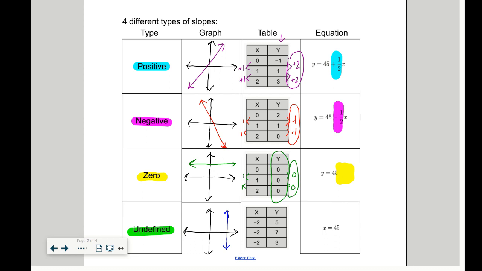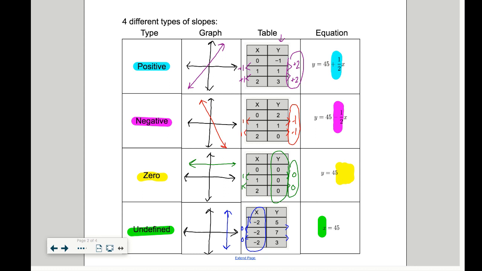It has no run. And looking at the table, if you notice the table, the y's do have things happening here, but look at your x's. Your x's differ by 0. When your x's are all the same, that's how you know you have an undefined slope. And look at that equation. That equation has no y. So when you have x equals 45 or x equals some number, you know it's going to be an up and down line, a vertical line.